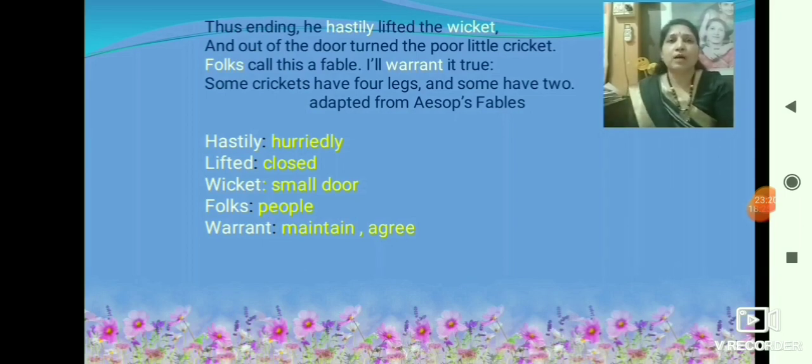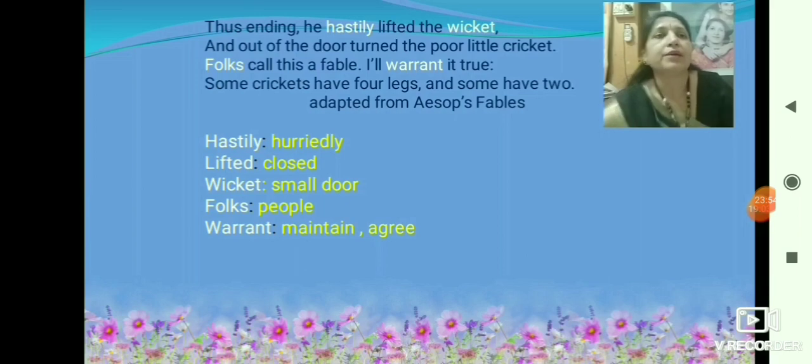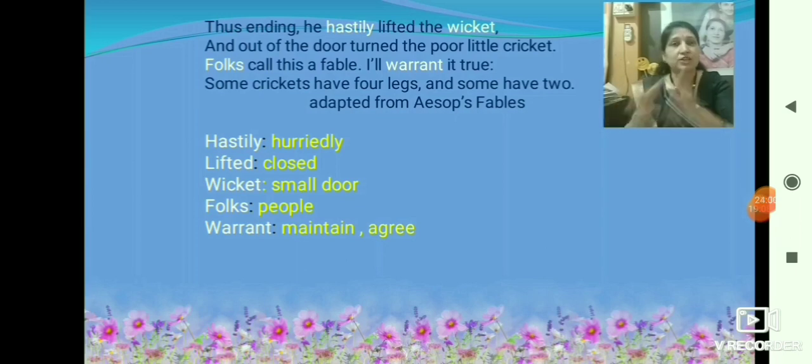Folks call this fable, I will warrant it true. Folks call this fable. Folks means here people, people generally. All people call this a fable, meaning this story. What do the people call that? A fable. I already introduced you to the fable. What is a fable? Maybe you remember that. Then folks means people call this a fable. I will warrant it true means I will agree it is true, I will maintain that it is true.